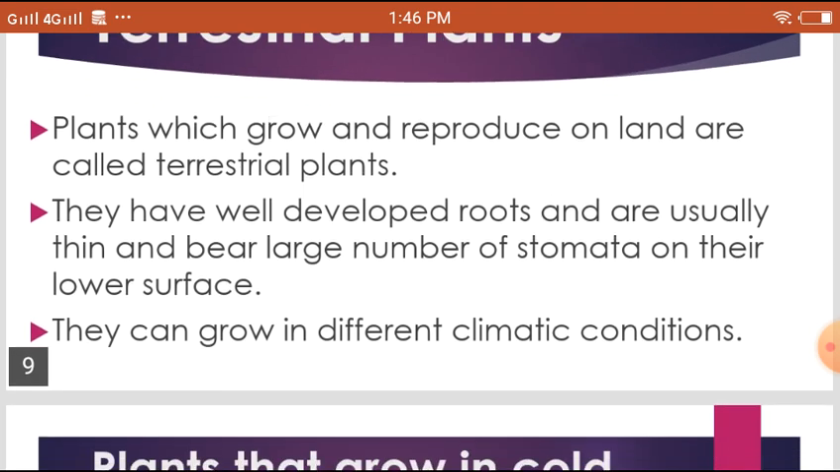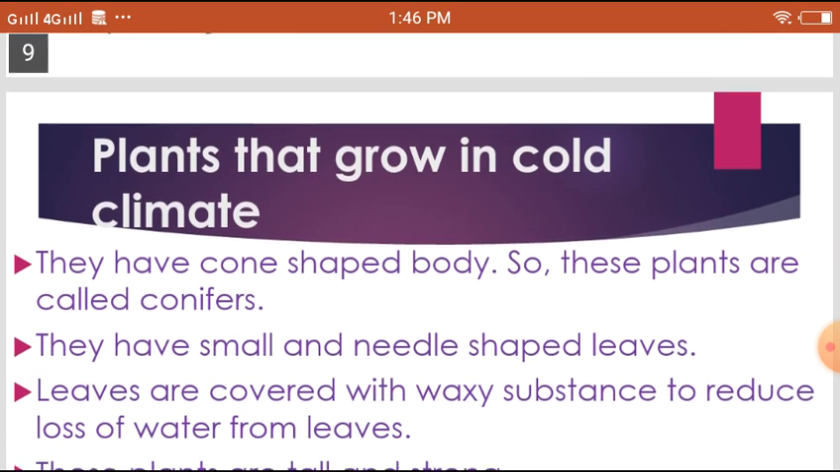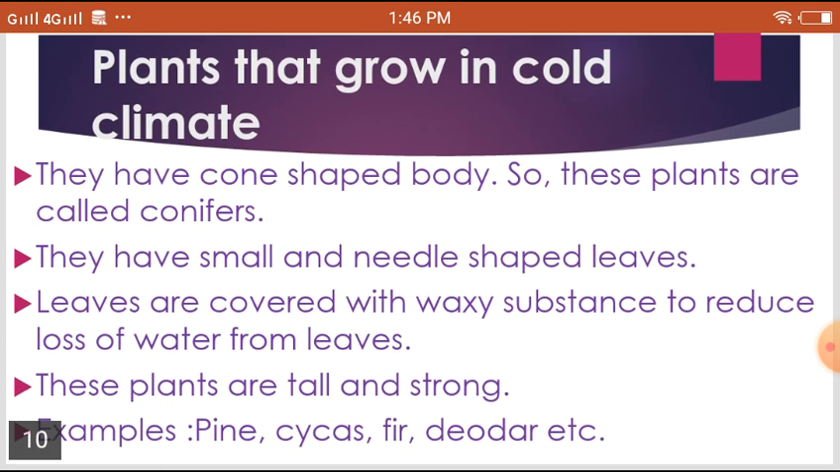So the first type of climate is cold climate. Plants that grow in cold climate have some features which are given here. The plants which grow in cold climate are generally cone shaped. These plants grow to form a cone shaped body, so these are also called conifers. They have small and needle shaped leaves, and the leaves are covered with a waxy substance which helps to reduce the loss of water from the leaves.